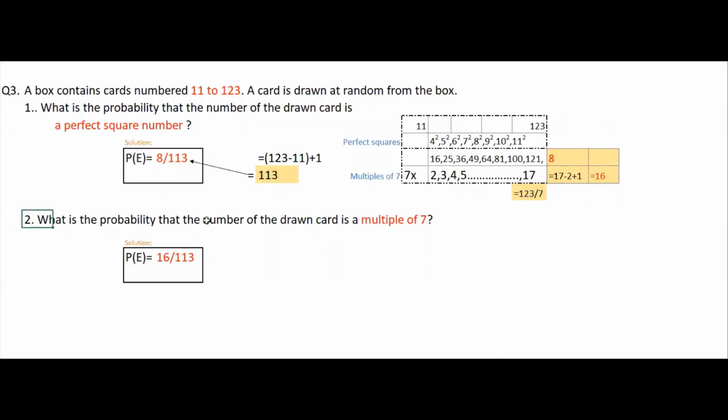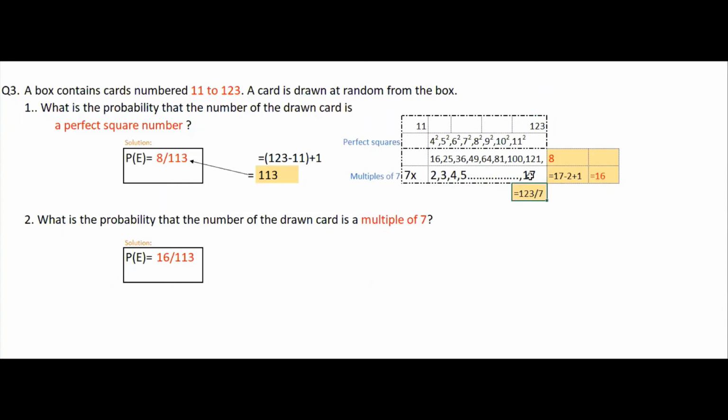In the next question: what is the probability that the number on the drawn card is a multiple of 7? So here you have to find multiples of 7. Here 11 is not a multiple of 7 and 123 is not a multiple of 7. So find after 11: 7 1s are 7, 7 2s are 14. So 14 is the next multiple of 7, and after that 7 3s are 21, 7 4s are 28, 7 5s are 35, like this. You have to find how many multiples you can find like this.